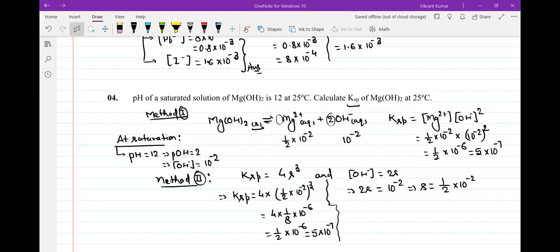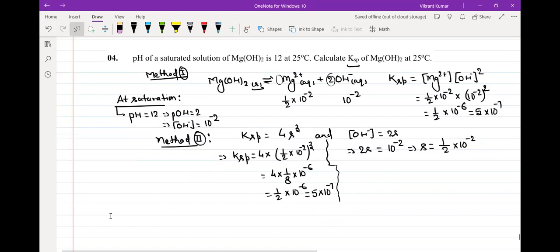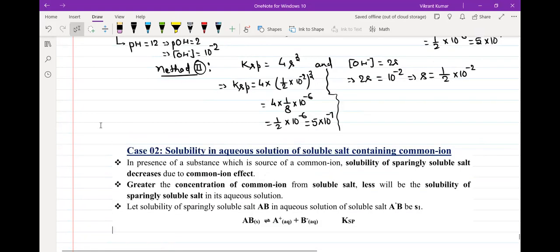Now we are going to talk about the new section, in which I'll talk about the common ion effect. Definitely the common ion will suppress the ionization or the solubility of the sparingly soluble salt, right? Suppose this is our sparingly soluble salt. In that, if I put some source of A plus or source of B minus, that will cause a backward shift, right? Is it okay?